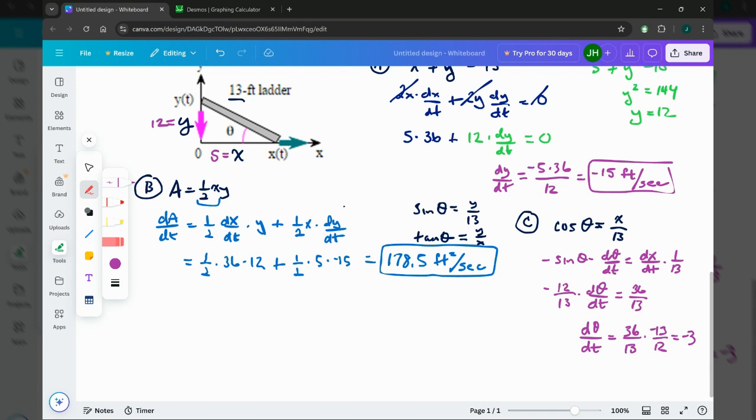You notice I haven't touched a calculator for this cosine problem. I did use it for part B, but I could get away with not using it. This is negative 3, so the angle is actually decreasing, which makes sense. Angle is measured in radians, time is measured in seconds, so that angle is decreasing 3 radians per second at that moment in time. It's not always 3 radians per second. It is when that base is 5 feet from the wall and the top of the ladder is 12 feet from the ground.